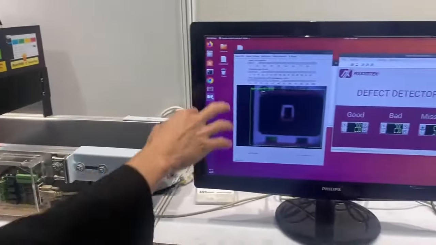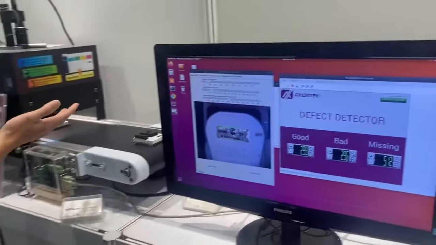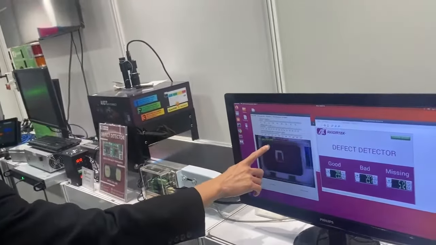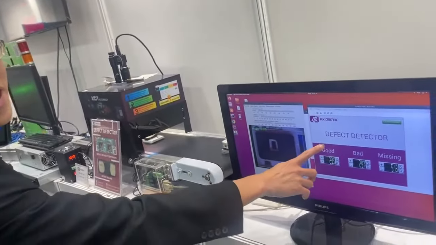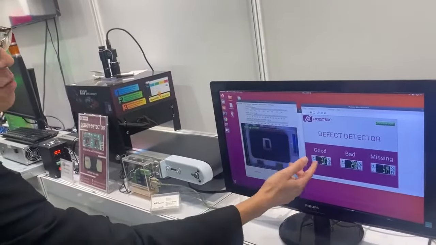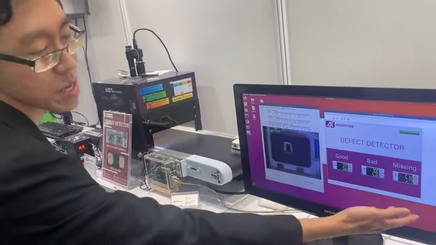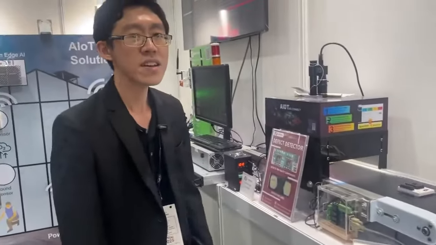So this is our AI software. Whenever the plug passes through a camera, you can see the result over here. And the data can be sent to SCADA software. So over here we can do the counting. We can know how many are good, how many are bad, how many are missing. Okay, so that's all for this part.